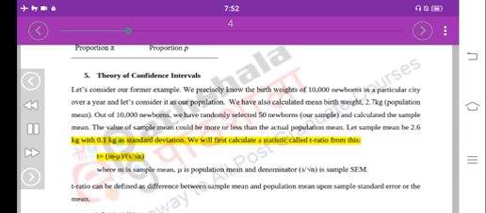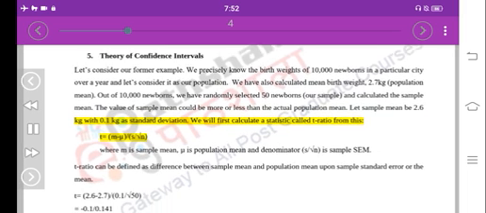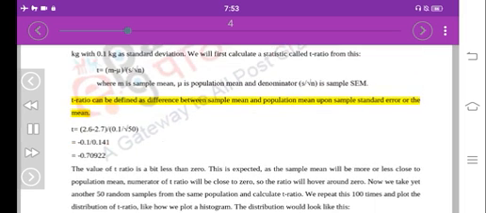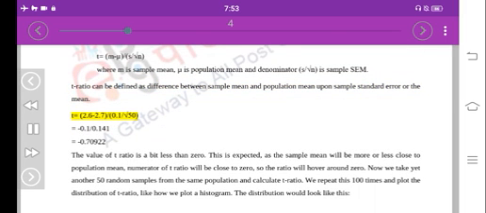We will first calculate a statistic called t-ratio from this: t equals (m minus mu) divided by s over square root n, where m is sample mean, mu is population mean, and denominator s over square root n is sample SEM. T-ratio can be defined as difference between sample mean and population mean upon sample standard error of the mean. t equals (2.6 minus 2.7) divided by 0.1 over square root 50, equals minus 0.1 divided by 0.0141, equals minus 0.70922. The value of t-ratio is a bit less than 0.